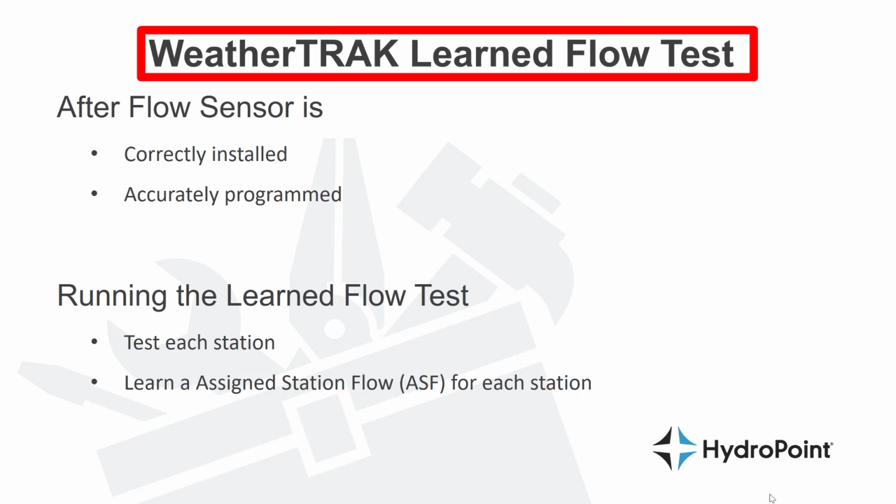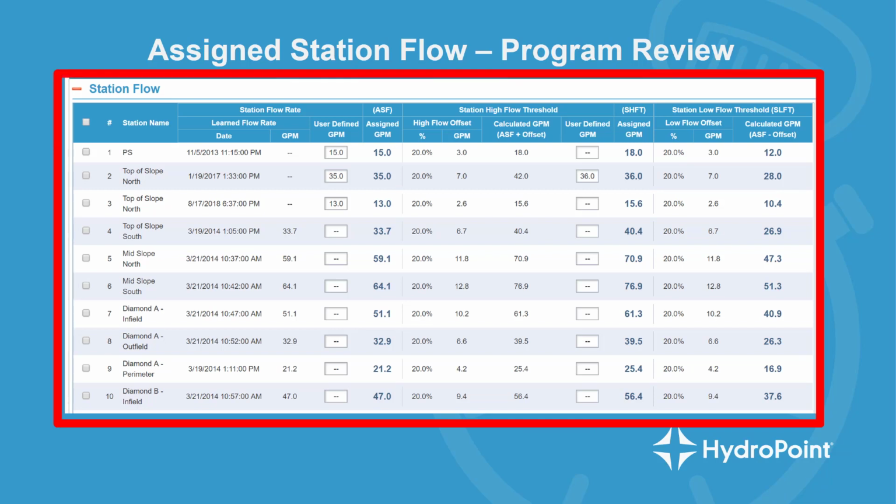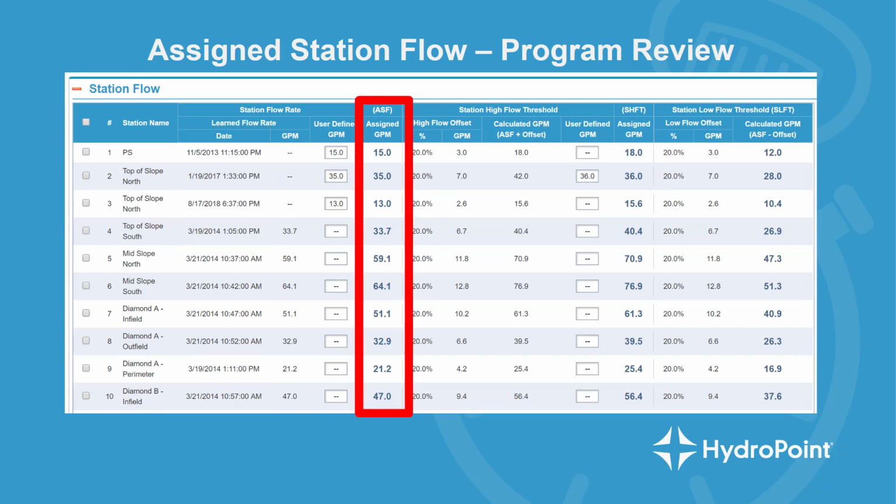In other words, the WeatherTrack Learn Flow test determines how many gallons per minute to expect out of each station during normal irrigation. Once the Learn Flow test is complete, you can see the results on the weathertrack.net program page under your station flow settings, where you'll be able to see the time and date that we learned the station flow value and what the ASF for each station is.